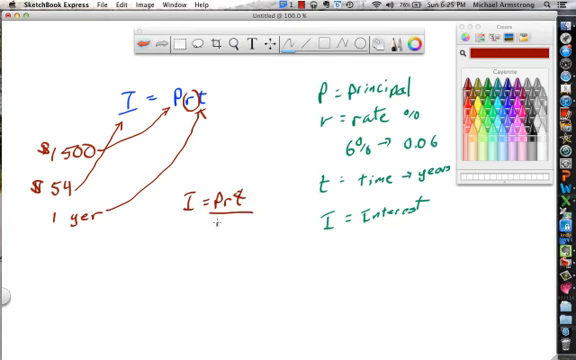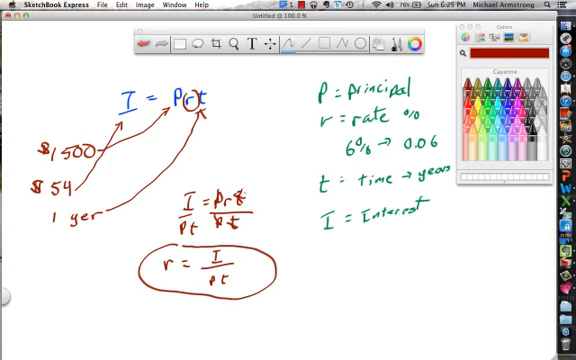Okay, we're going to divide everything by principal and time on both sides. And that's going to leave us with that cancels out and that cancels out. That's going to leave us with the rate equals interest divided by the principal times the time. Okay, so this is the new equation, and we just plug in the things that we know.